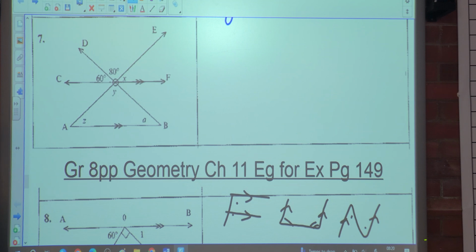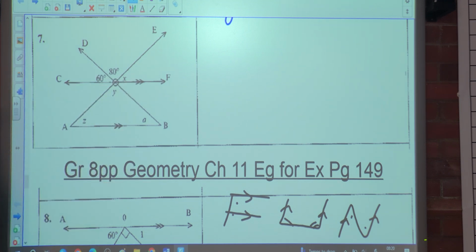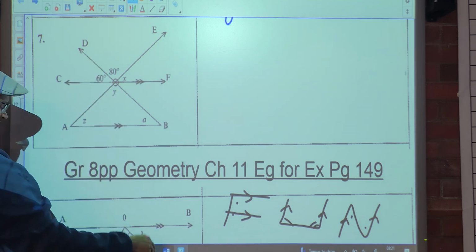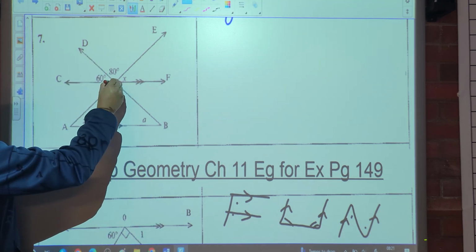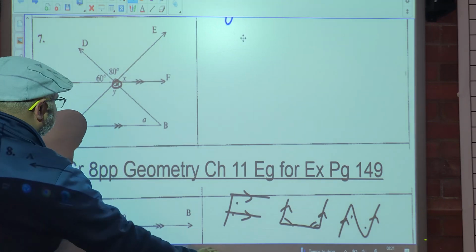So looking at number 7, we have 80, 60, x, y, z, and a. We must calculate the lowercase letters, or the small letters. These capital letters denote the vertices. So this dot is O, this dot is A, and so on.